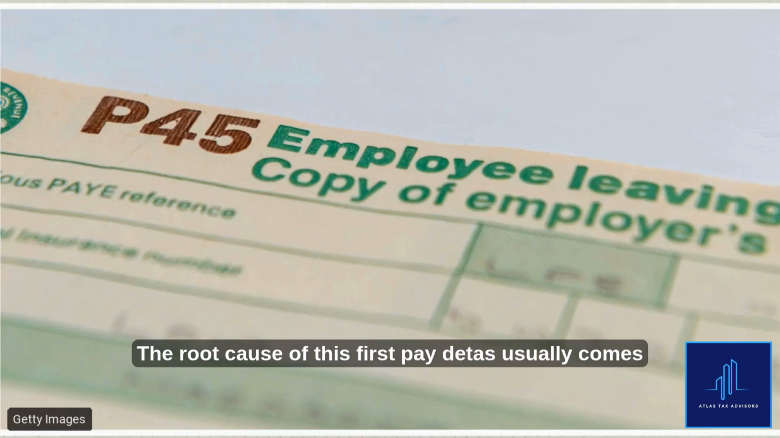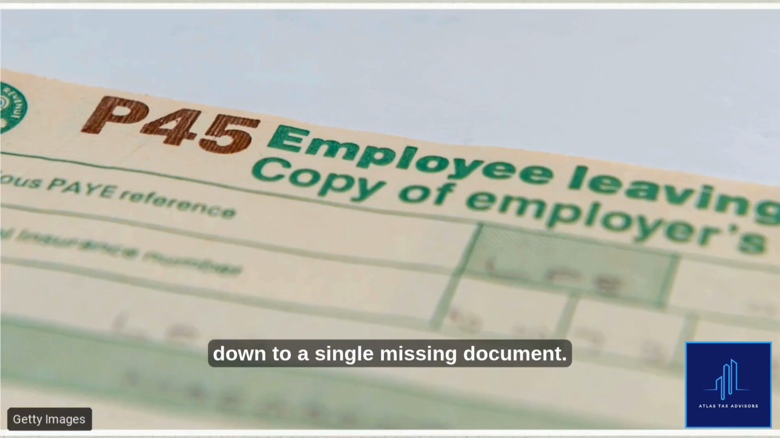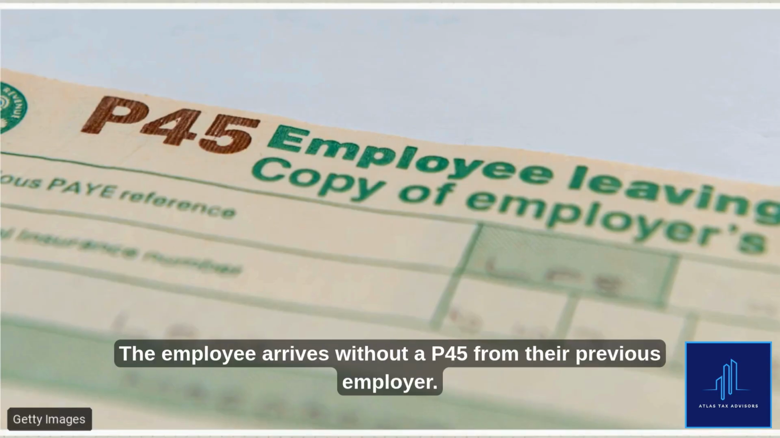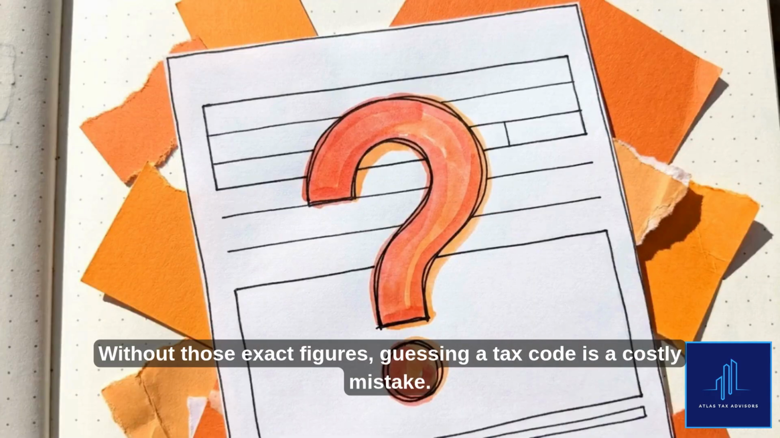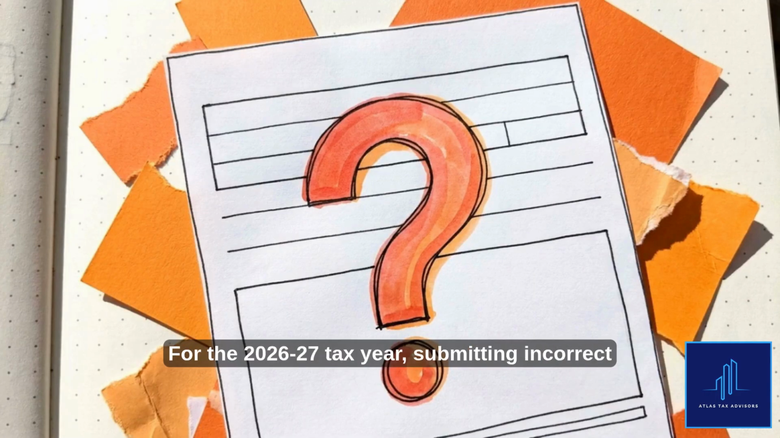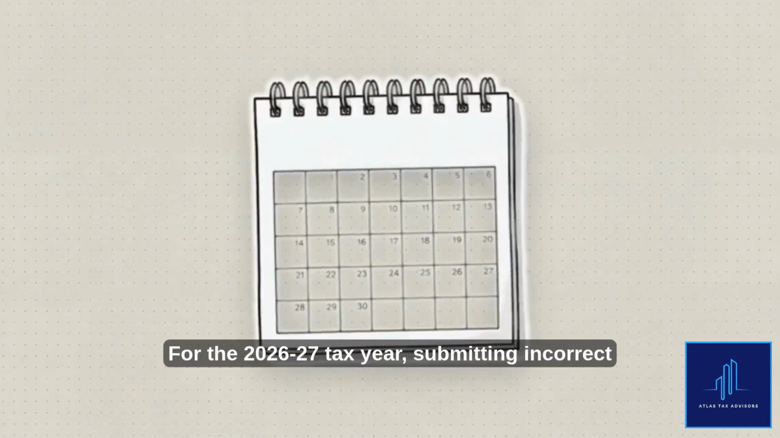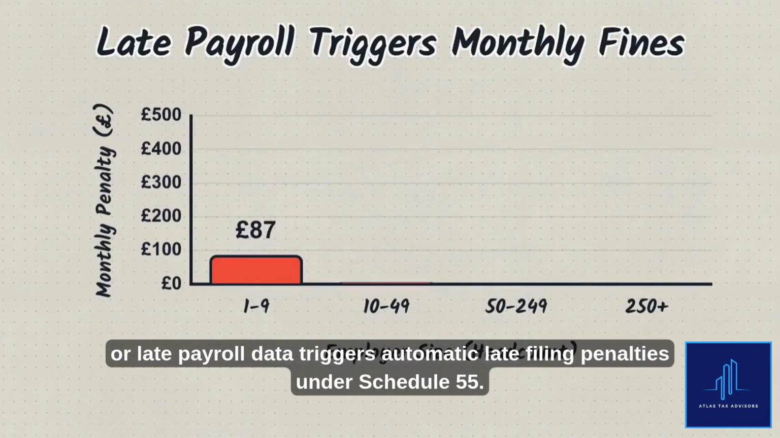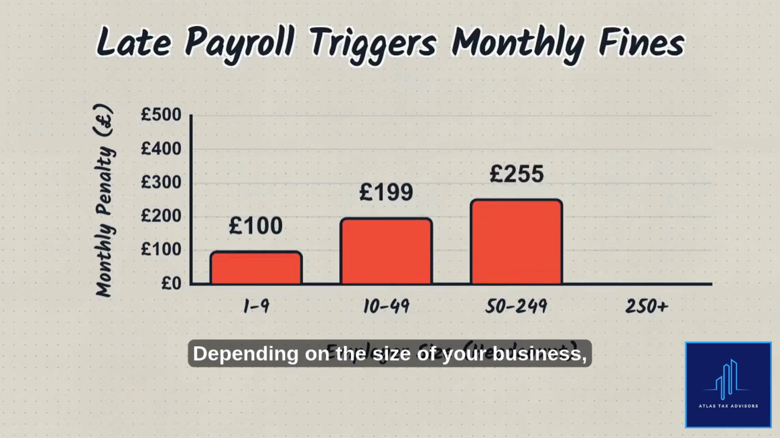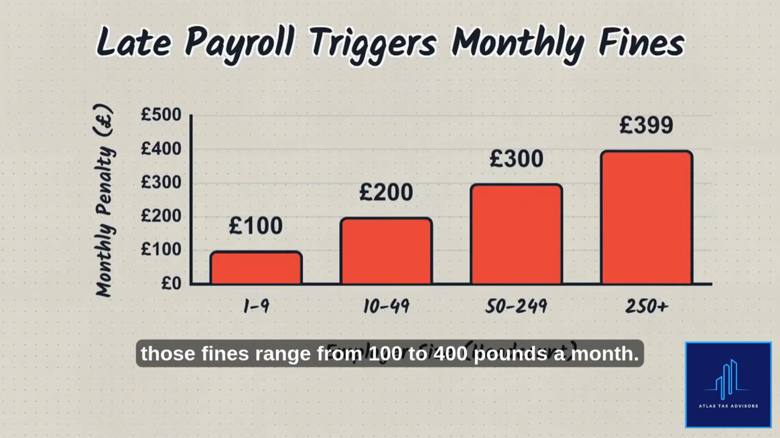The root cause of this first payday chaos usually comes down to a single missing document. The employee arrives without a P45 from their previous employer. Without those exact figures, guessing a tax code is a costly mistake. For the 2026-27 tax year, submitting incorrect or late payroll data triggers automatic late filing penalties under Schedule 55. Depending on the size of your business, those fines range from £100 to £400 a month.